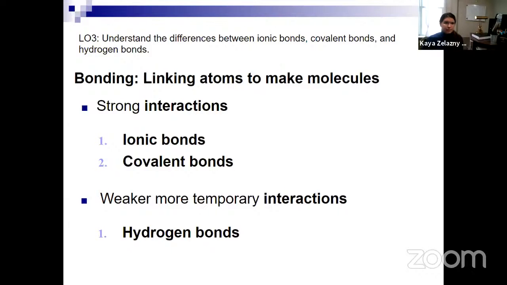Now, in biology, we care about bigger things than atoms. So what we really want to understand is how atoms link together to make molecules. Now, they do that through bonding. We have two main types of bonds, really strong interactions, ionic bonds and covalent bonds.